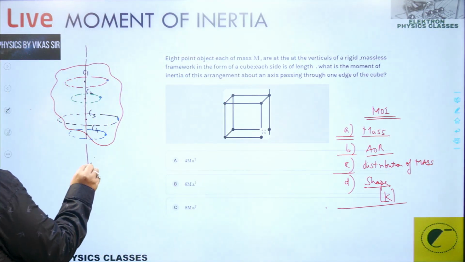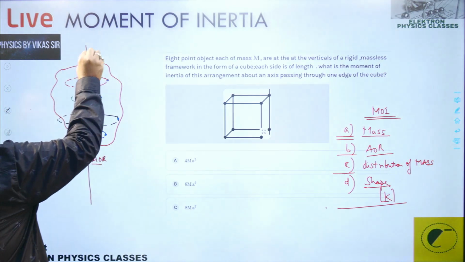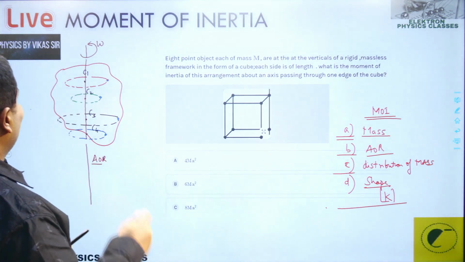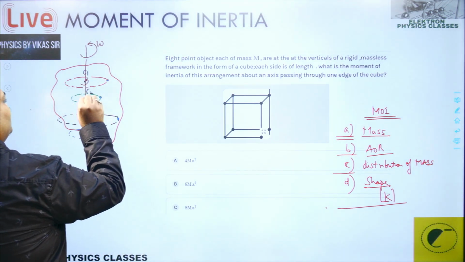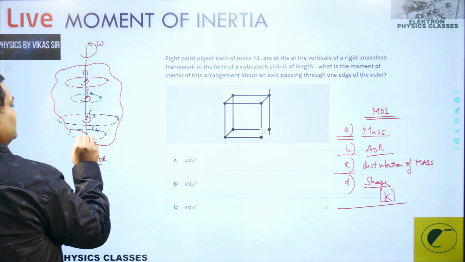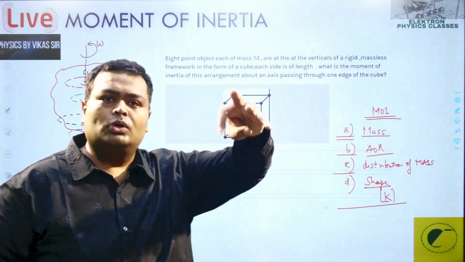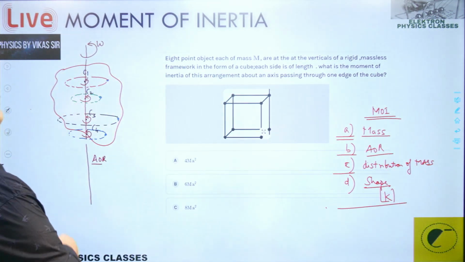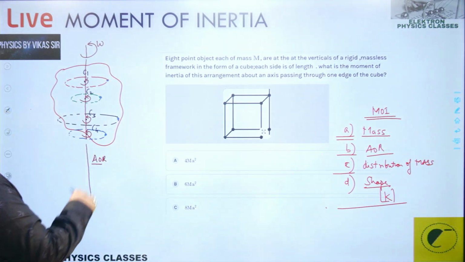So that's my AOR. These are all different points, but they all rotate with the same angular speed about this axis. So the point C1, the point C2, the point C3, the point C4, all rotate with omega about this axis. That's the rigid body rotation.